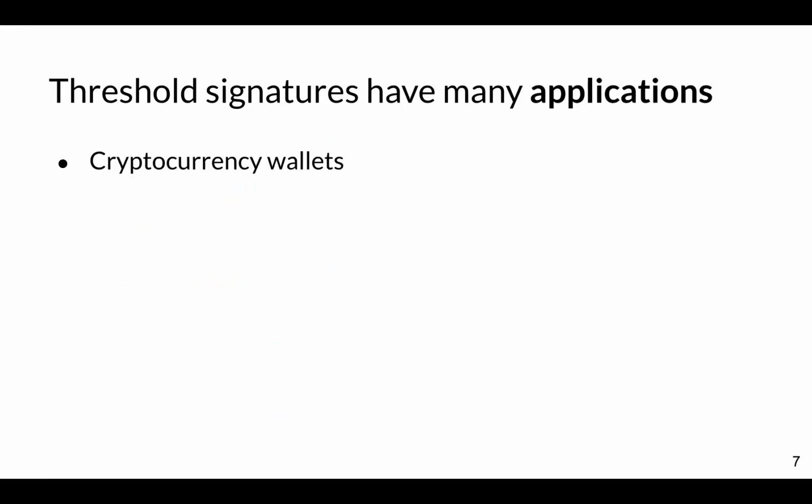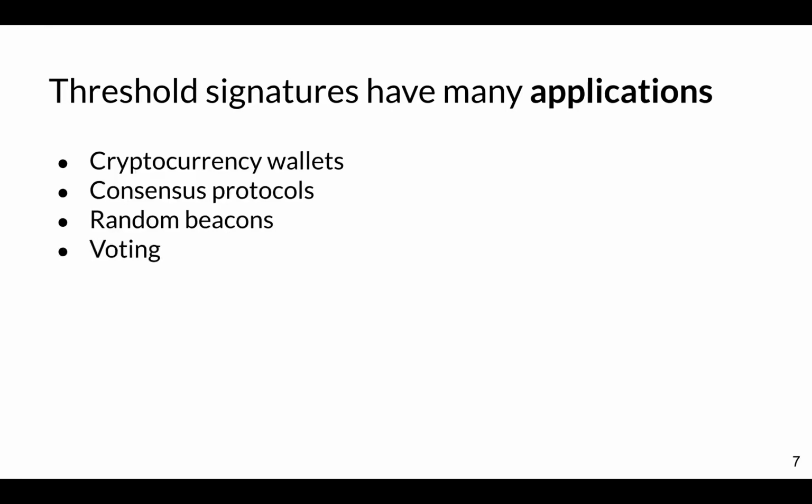Things like cryptocurrency wallet, where you protect your Bitcoin key by splitting it amongst trusted parties. Consensus protocols, where you can get scalability. Random beacons, where you can get randomness. Voting, although this would be a really naive voting that doesn't preserve privacy. And for the voting use case, you actually need large thresholds and large numbers of players.